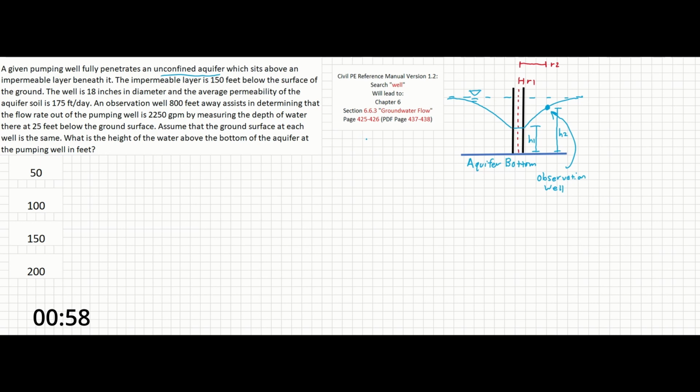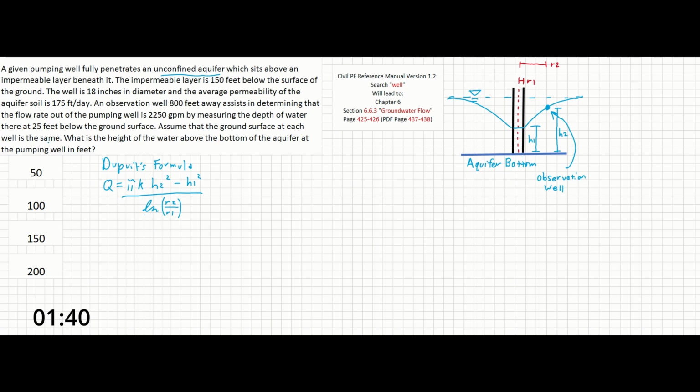So the first thing to note is that this is an unconfined aquifer. Pages 425 and 426 of the reference manual have information about unconfined aquifers with respect to wells and groundwater flow. So we can find it just by searching "well" in the reference manual. Specifically, the equation we will use to solve this problem is given as Dupuit's formula. I have already also drawn out the graphic included in the reference manual on these pages so that I can more easily show you what each term in the equation actually represents. So let's start filling in our knowns and see what we have to solve for.